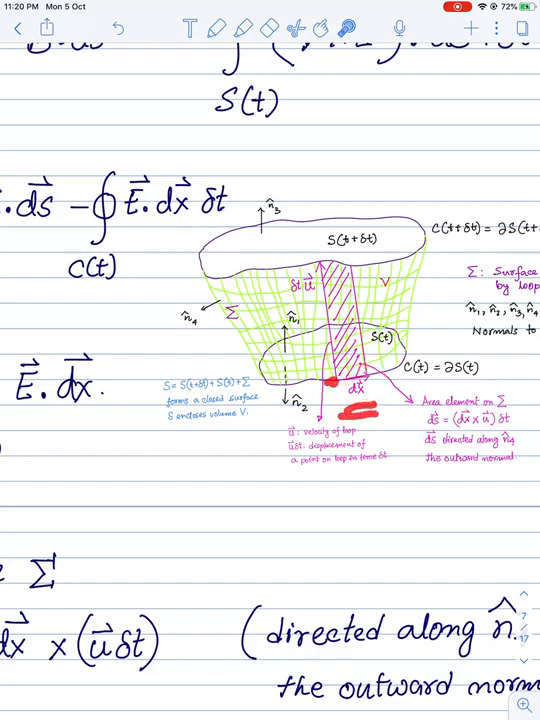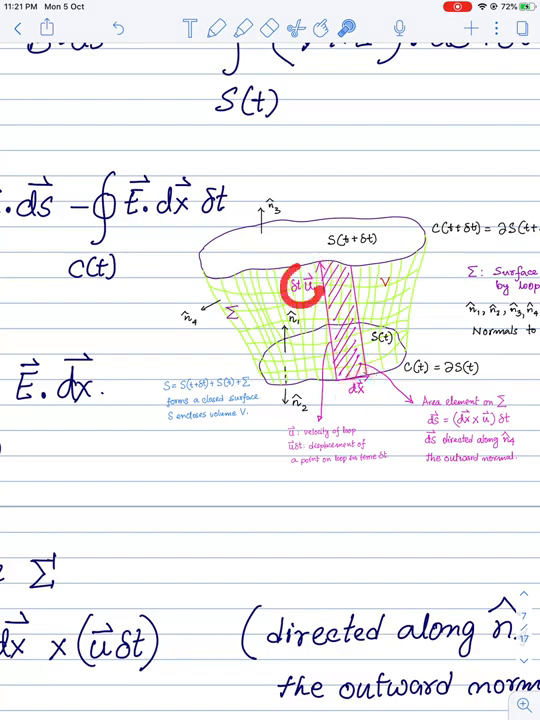Also, this infinitesimal length here is given by dx, and this dx is along the base loop of interest. This dx is along the loop which is the boundary of the surface at time t. This is C of t, and this dx vector is along this loop.